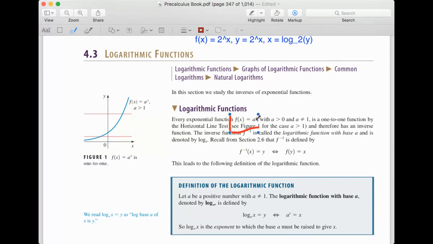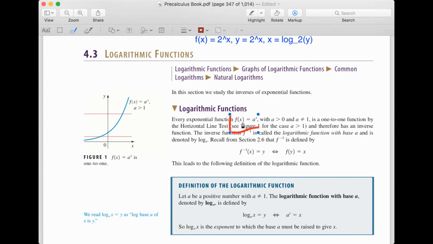F of x equals a raised by x. Remember, a can be any positive number, but not 1, because 1 raised by anything would be 1. It's not interesting. So a is positive, but we don't want a to be 1.